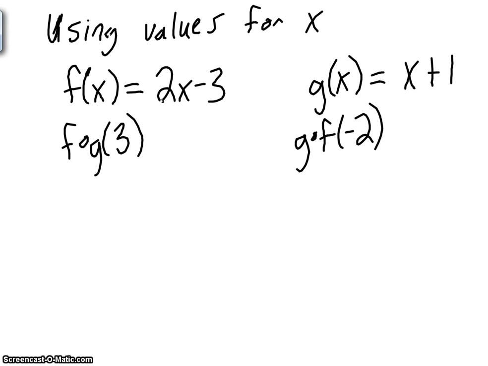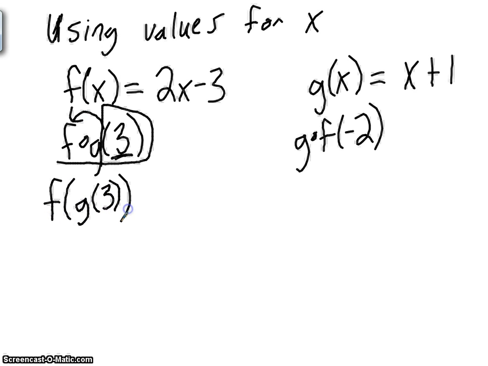Now we have just a couple more examples. This time we're going to use some numbers. So this first one says f composed of g of 3. Now we're going to treat it the same way, just instead of using x at the end, we're going to use 3 at the end. It's basically to plug in a number and still get a value. So we've got g of 3 is going to be plugged into the f equation. So we've got f of g of 3.